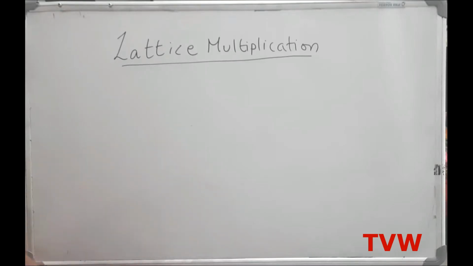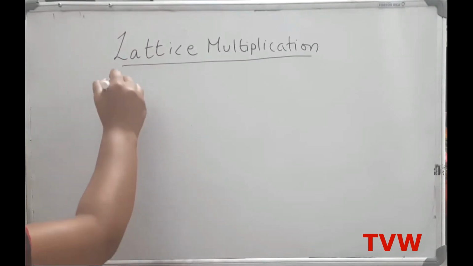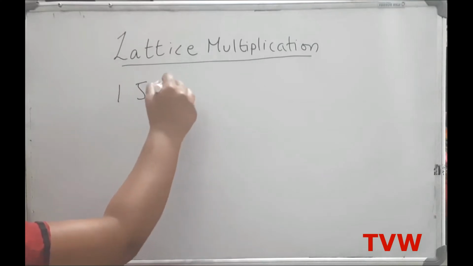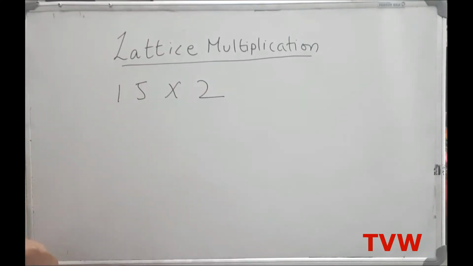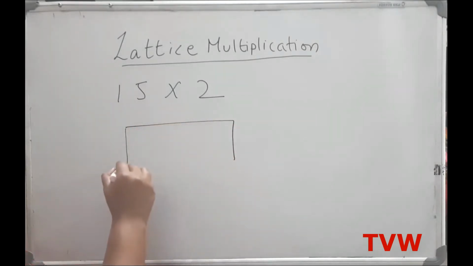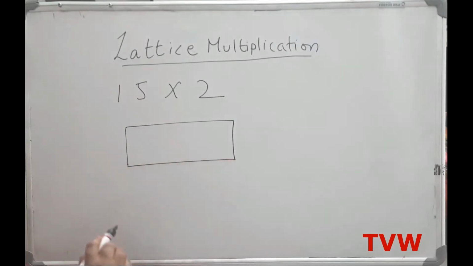First, let us learn multiplication of two-digit numbers into a single-digit number. For example, 15 into 2. So this means that you would need a grid. For that, let us draw a box first.